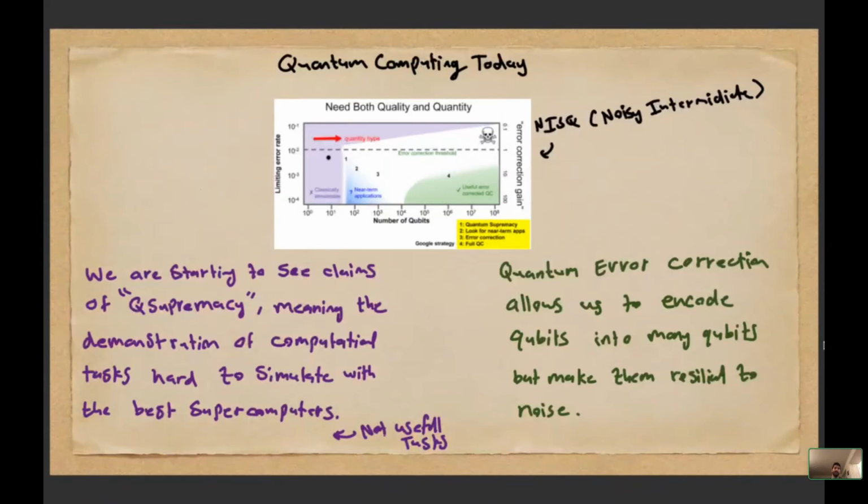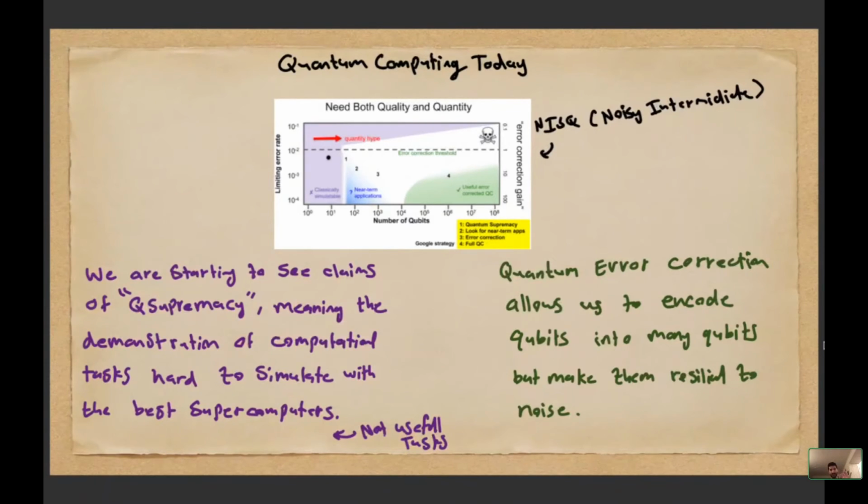But even though it's still a decade or two until we get the more real applications out of this field, this NISQ era still has a lot of potential. In fact, very recently, you might have seen headlines saying that Google or other companies have achieved what is called quantum supremacy. Quantum supremacy means that they were able to use their in-house quantum computers to perform some computational task that is extremely hard, basically impossible, to simulate on the best supercomputers in the world.